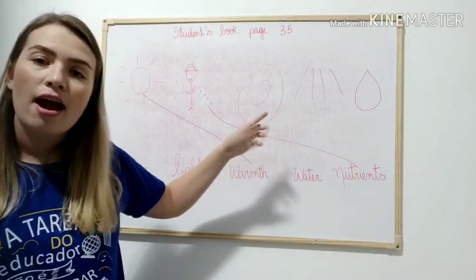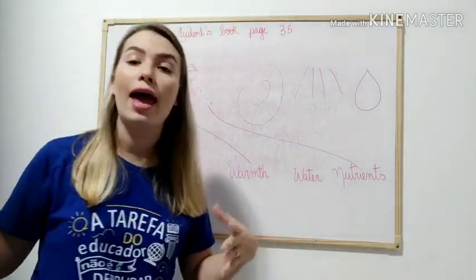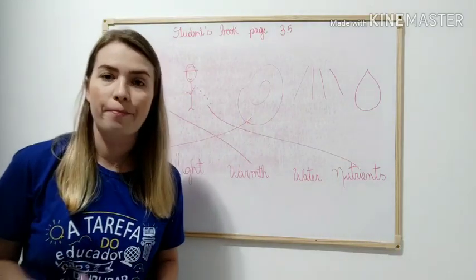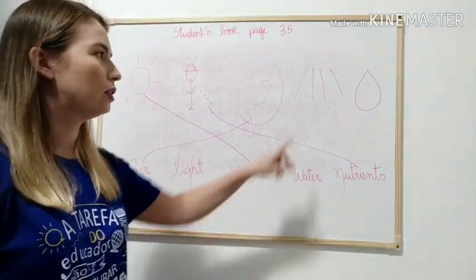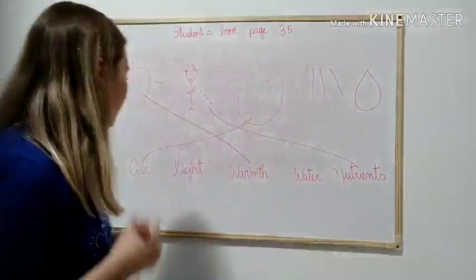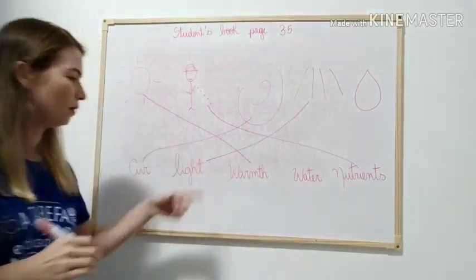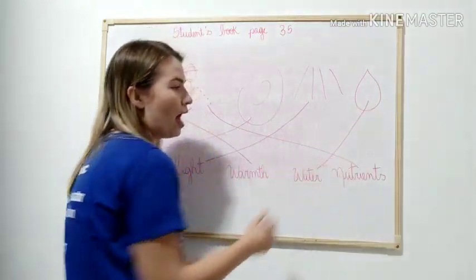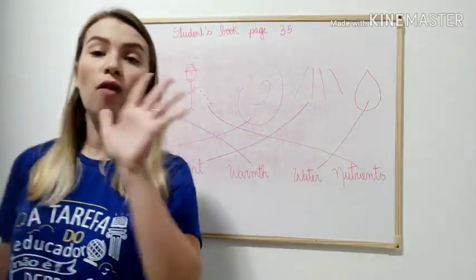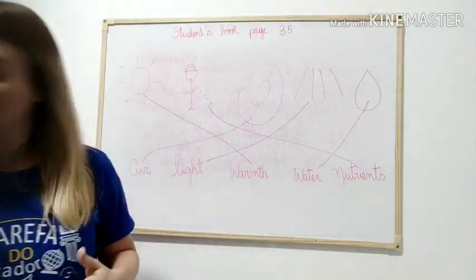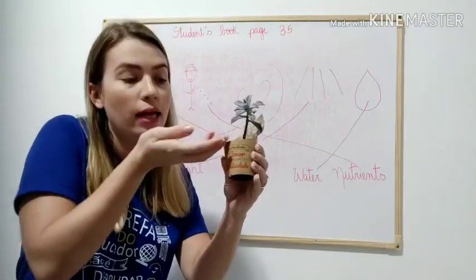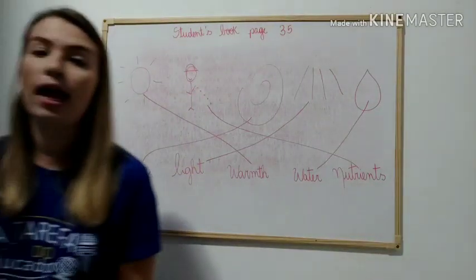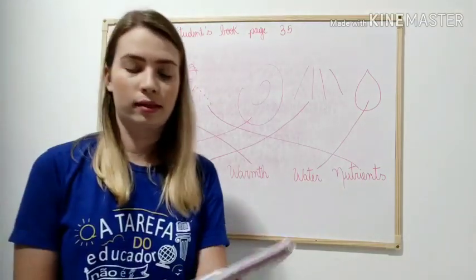And the plant needs air. Air. This is the air. Okay? This is the air. The plant needs also light. Light. The sun. The sun is a light. Light. And what? Water. Yes. These are the principal elements to help the plants grow. Okay? So, now let's repeat the names of the five elements.